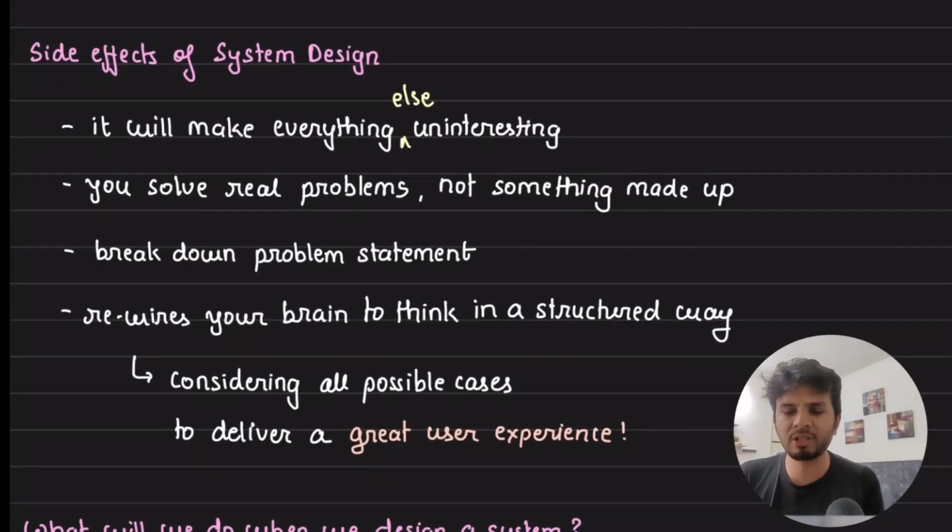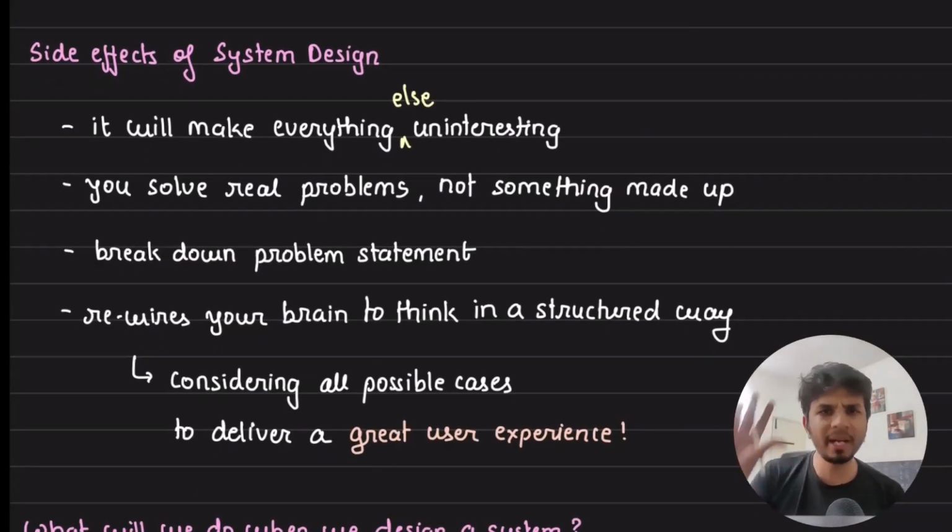You solve real problems, not something made up. Typically with data structures and algorithms, you find some made up situations, although they are still used. I'm not saying that data structures and algorithms are not important. They're still in use. But with system design, you are actually using that product. So it's much more relatable, right? When you think about relatability, system design is much more relatable than that.